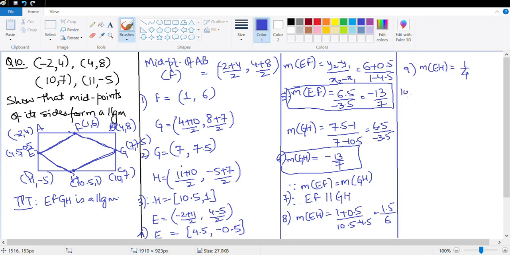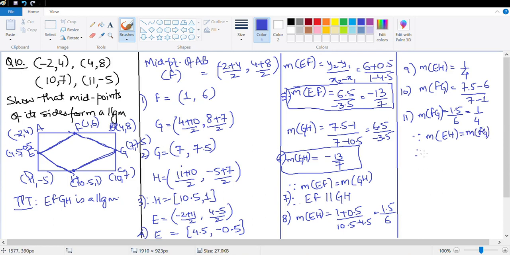Next, let's look at number 10. Let's find the slope of FG. So slope of FG will be 7.5 minus 6 upon 7 minus 1, which is 1.5 upon 6, which is equal to 1 upon 4. So this is my number 11, slope of FG. Since slope of EH is equal to slope of FG, therefore EH is parallel to FG.